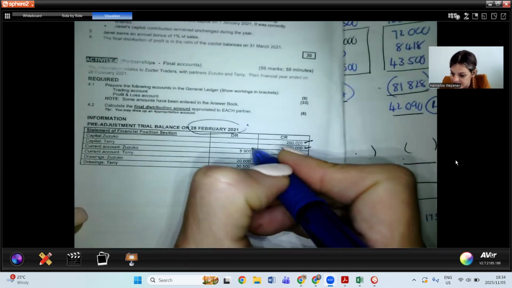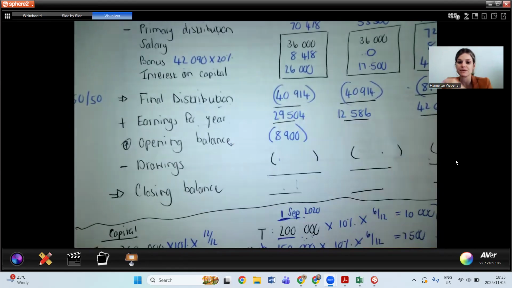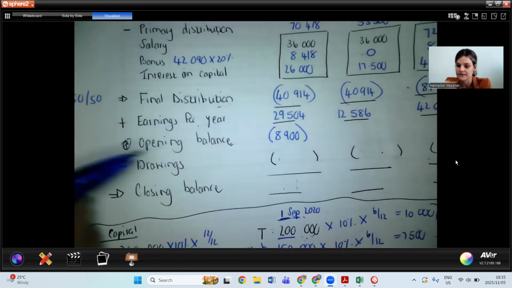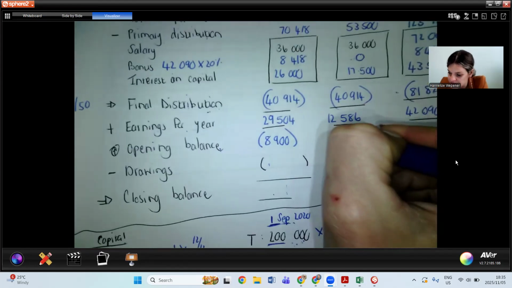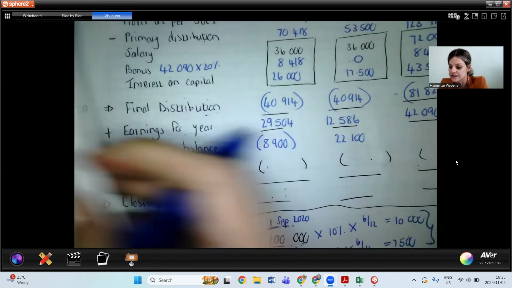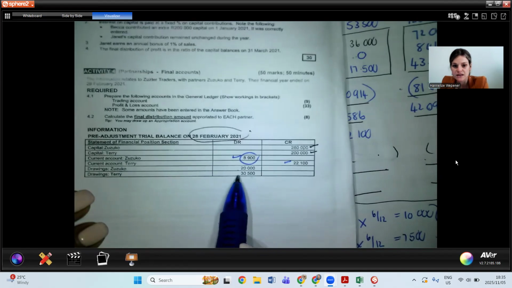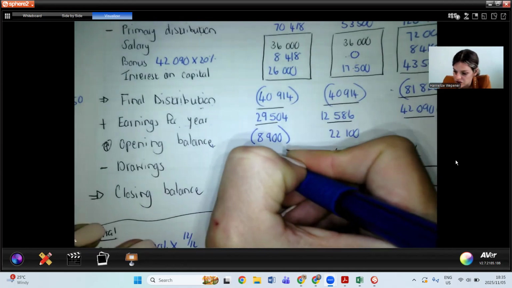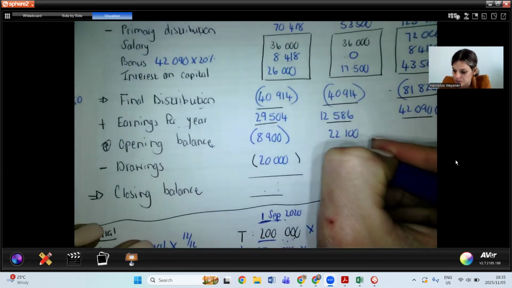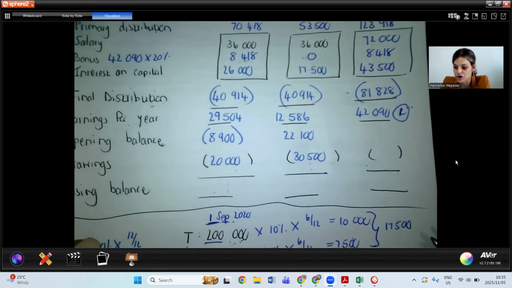So the one partner had a debit balance of 8,900. That means he had a negative opening balance because a debit balance represents a negative balance. Then the second partner had a credit balance, and that is a positive balance when we are looking at equity accounts. So done with that one. Then the first partner took 20,000 Rand. The other partner took 30,500. So drawings for the first one, 20,000. And for the second one, 30,500. Remember, it must be in brackets. Otherwise, you do not get your marks there.